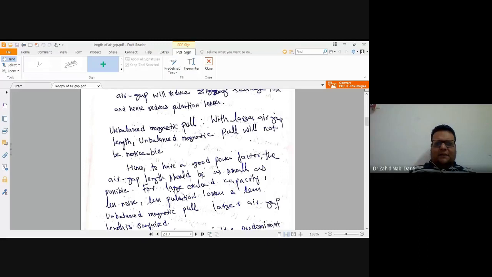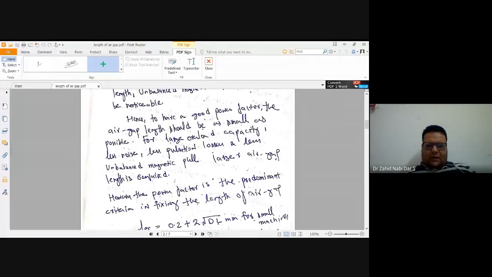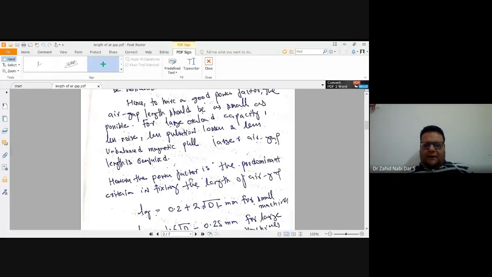Over the years, with many statistical data, scientists have calculated and come up with an empirical formula, how they came up with it is not in the scope of your syllabus, for the length of the air gap. To have a good power factor, the air gap length should be as small as possible. For large overload capacity, less noise, less pulsation losses, and less unbalanced magnetic pull, a large air gap length is required. However, the power factor is the predominant criterion in fixing the length of the air gap.